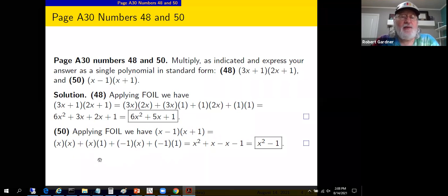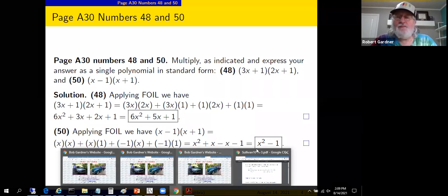Let's simplify. x times x is x squared. x times 1 is x. Negative 1 times x is minus x. Negative 1 times 1 is negative 1. Oh, the plus x and minus x cancel out, and we're left with x squared minus 1. So the x term disappeared. This is of a very special type, as we'll see. So these often produce things of this sort. So there's a couple of examples on FOIL.